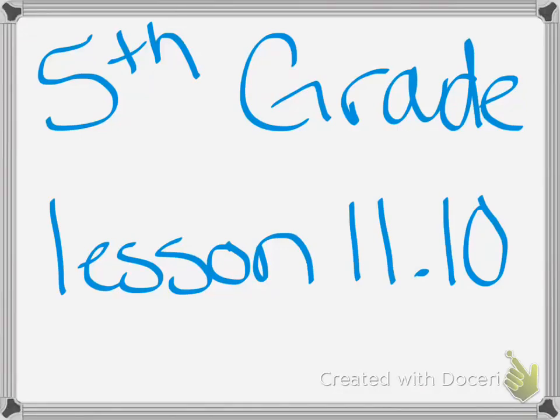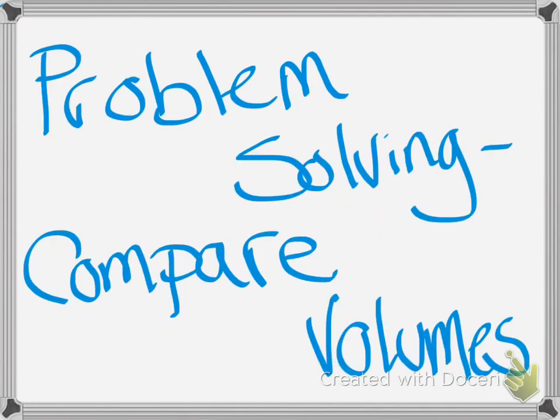Welcome back, 5th grade. This is lesson 11.10. The title of lesson 11.10 is Problem Solving, Compare Volumes. Our question here is, how can you use the strategy make a table to compare different rectangular prisms with the same volume? So let's take a look at our first problem.